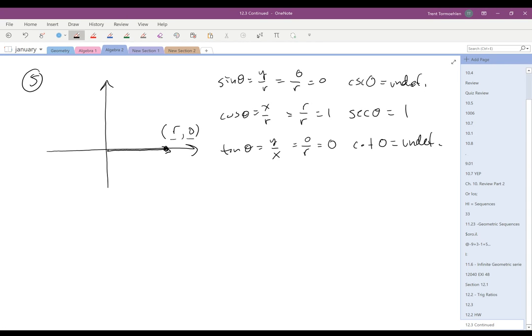When it's 180, it's the same thing, except that your r value, or your x value, is negative r instead of r. You still have a y value of 0. When you're at 90 and 270, then your x value is 0 and your y value is r or negative r. And then you can go through and calculate all of these in that way.